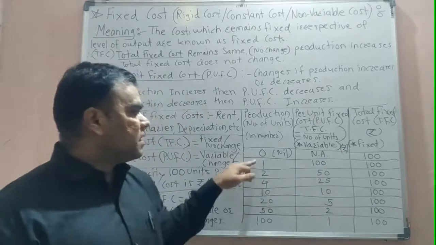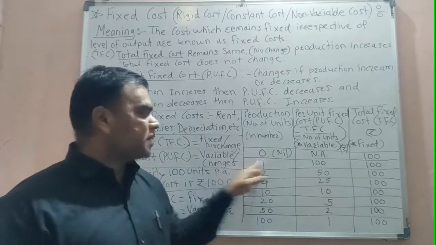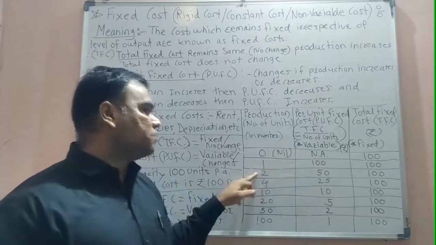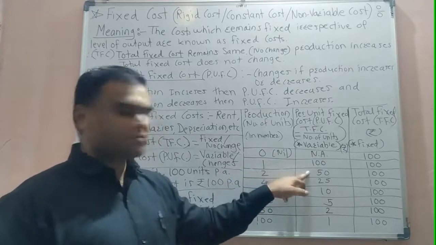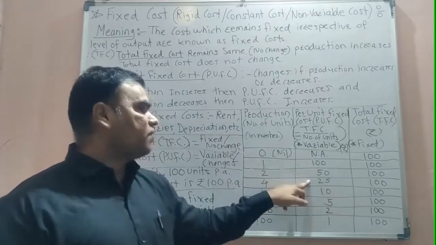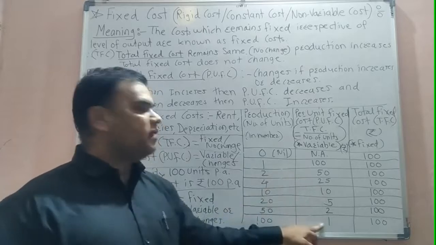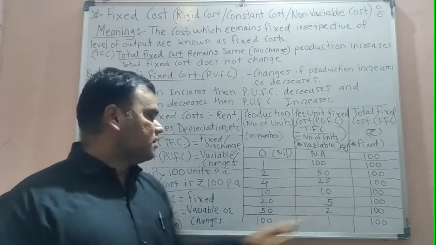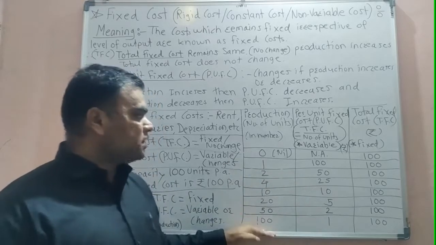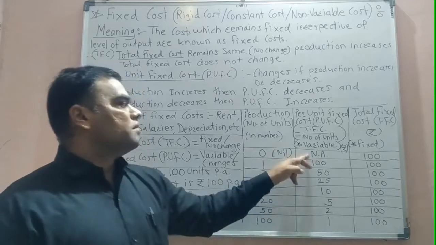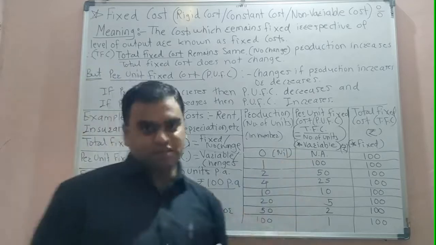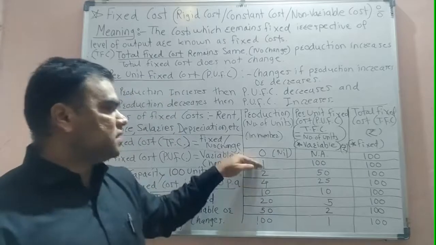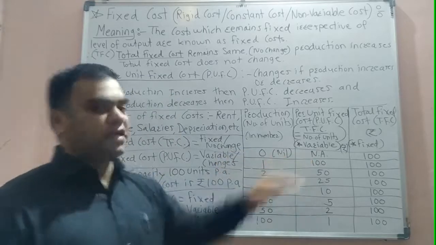You can see, if we manufactured 1 unit, per unit is 100. If 2, then 50. If 4, then 25. If 100, then 1. We can see that if we increase production, per unit fixed cost decreases, and if we decrease the production, then per unit fixed cost increases.